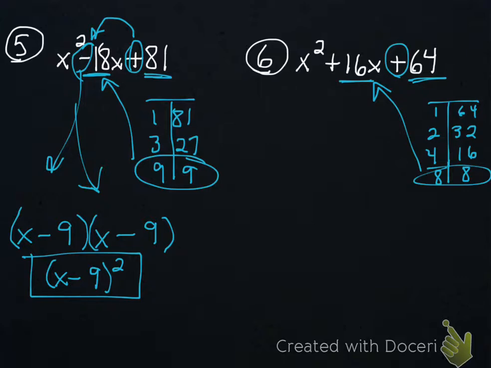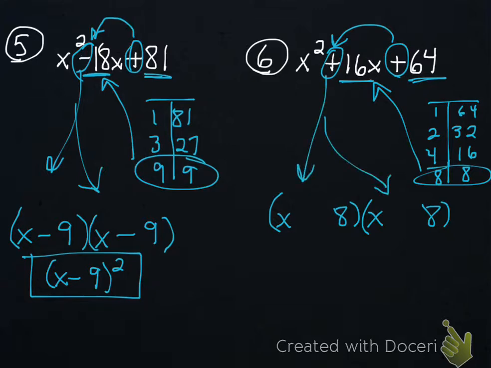8 plus 8 gives us 16. So we write out our binomials. X is in front, and the 8s are at the end. The 64 is positive, so they both get the middle sign. Positive. The 16 is positive. Because they match, you can write it as the quantity x plus 8 squared.